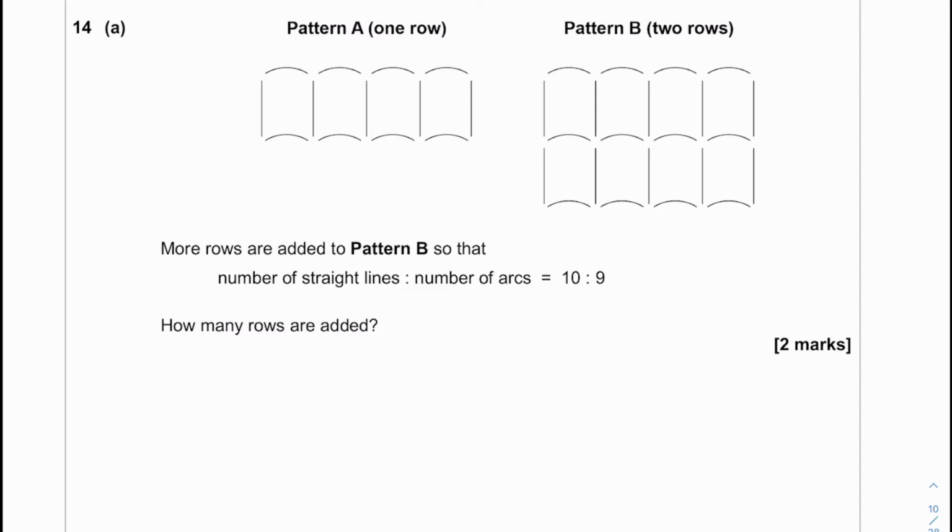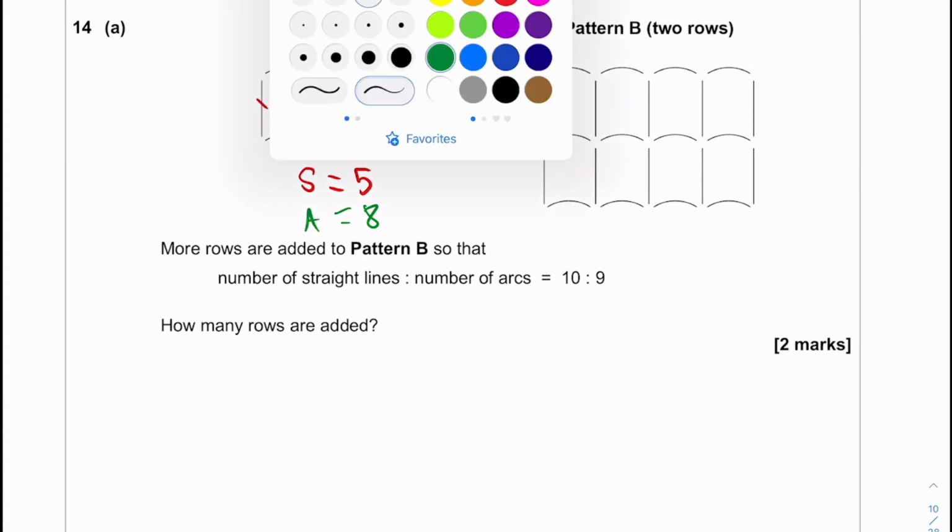So what we need to do first of all is work out how many straight lines and how many arcs are added when each new row is added onto the pattern. So for pattern A, if we count the number of straight lines, we've got 1, 2, 3, 4, 5. So we'll say S is equal to 5. And then if we count the number of arcs, we've got 1, 2, 3, 4, 5, 6, 7, 8. So A is equal to 8.